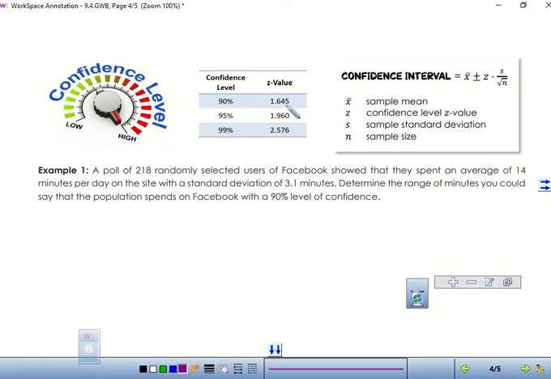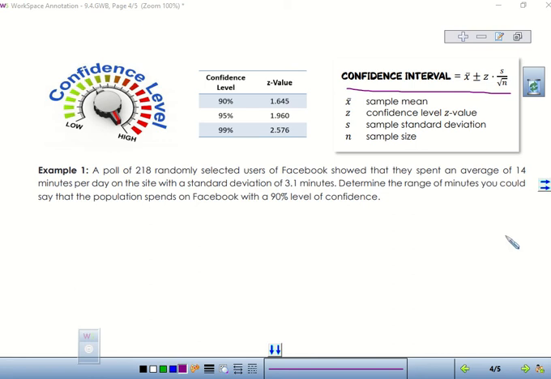This is what we're going to have to use according to each of the formulas. This is the formula for the confidence interval, and these are what each of the variables represent. X bar is the sample mean, z is the z-value for the confidence level, s is the sample standard deviation, and n is the sample size. So it's basically just plugging into a formula. That's really all this procedure is.